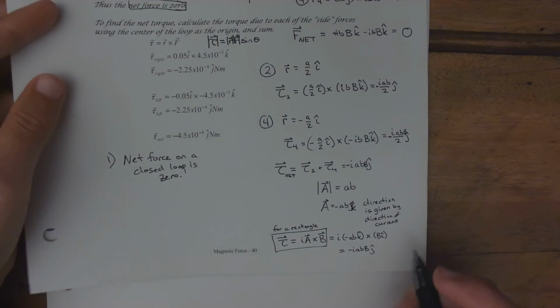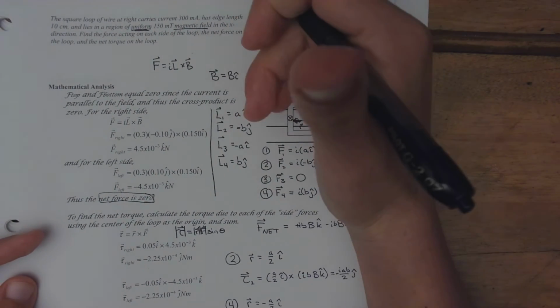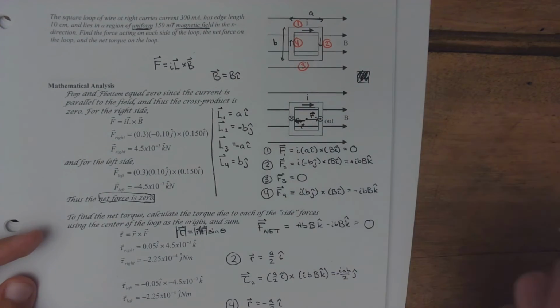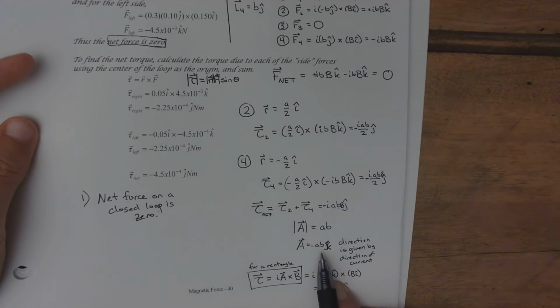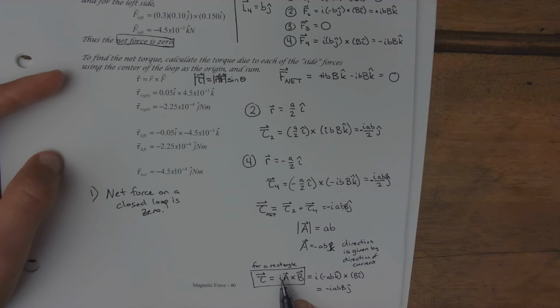You could even check that it works also when the current is going in the opposite direction, like this, in which case the torque would be in the opposite direction, but this would be in the positive k hat direction instead. So for a rectangle, this is always true. We're going to show in another problem that you can do something similar for a circle as well.